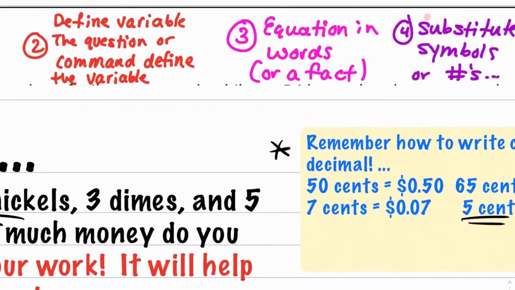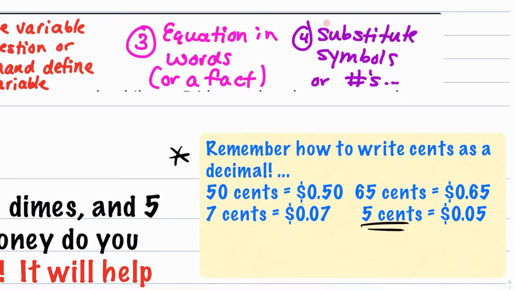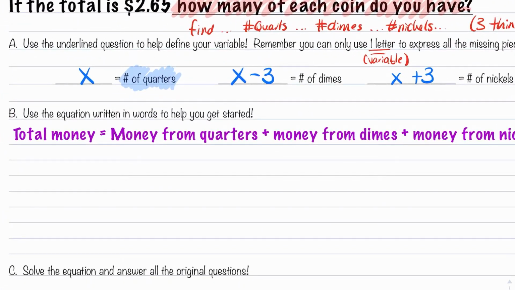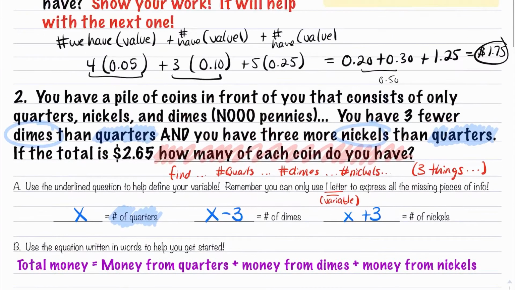Now the next step is to try to write an equation in words first, or set up some sort of fact that we know to be true before we start substituting symbols. And on your warm-up here, the words are already there for us. Like we know as a fact, if I want to figure out how much money is in front of us, just like we did in number 1, we take the money from the quarters, we add it to the dimes, and we add it to the nickels, right? That's what we did here. The money from the nickels, we add it to the money of the dimes, and we add it to the money of the quarters. So we just add them all together.